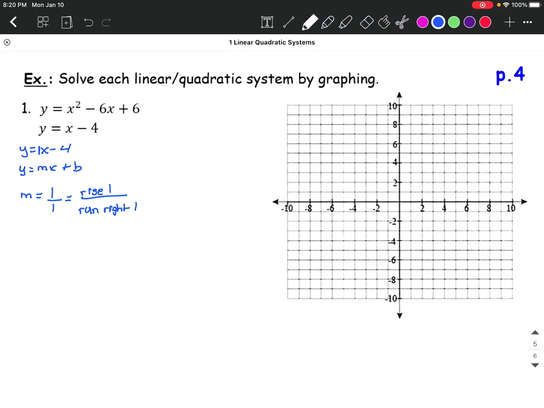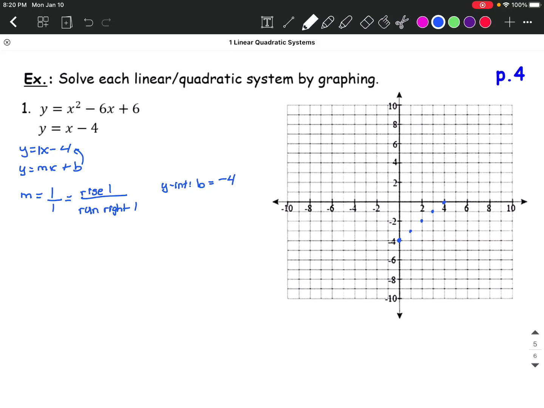Now the y-intercept, that's the b, that's the negative 4. So when we go to graph this, we go to negative 4 on the y-axis. We go up 1, over 1, up 1, over 1, up 1, over 1, up 1, over 1.